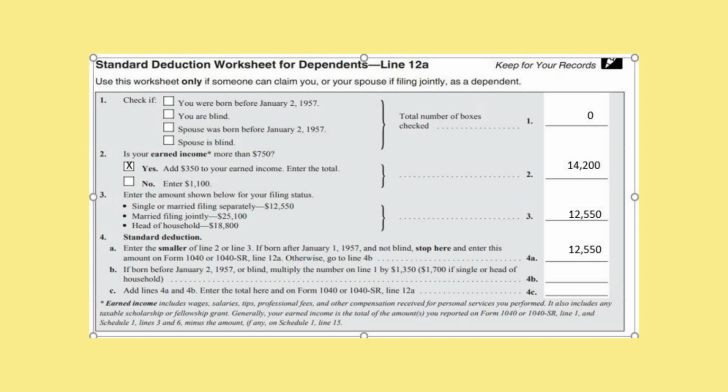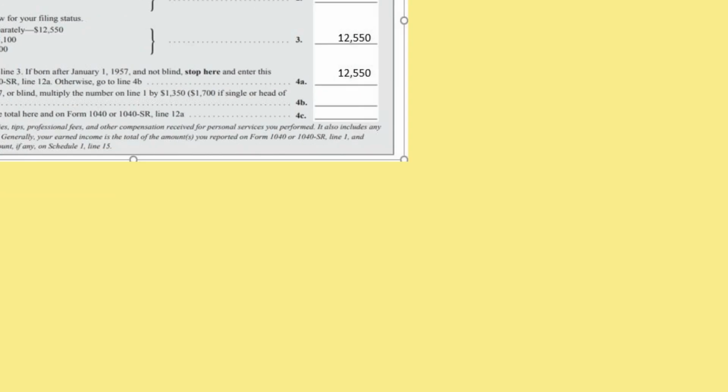Since you were born after January 1st, 1957, and you are not blind, stop here and enter this amount on line 12A. You do not have to attach the standard deduction worksheet to your tax return.